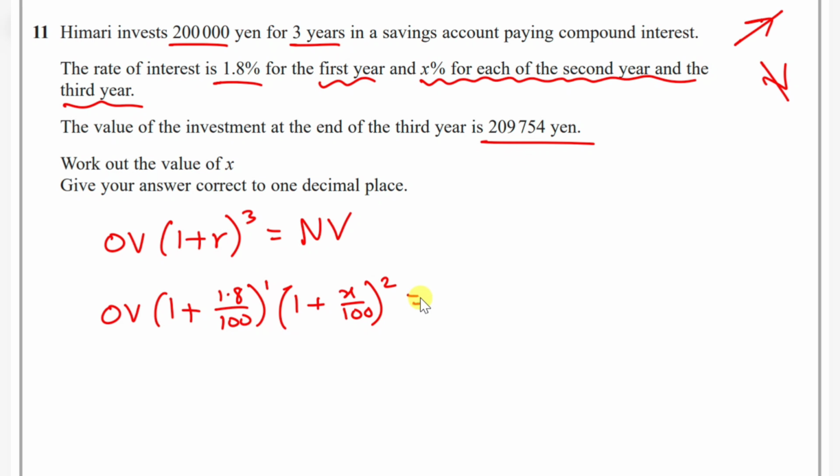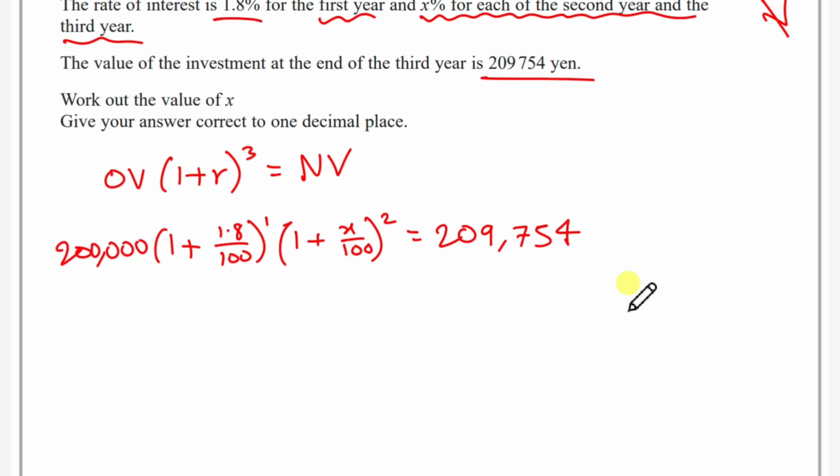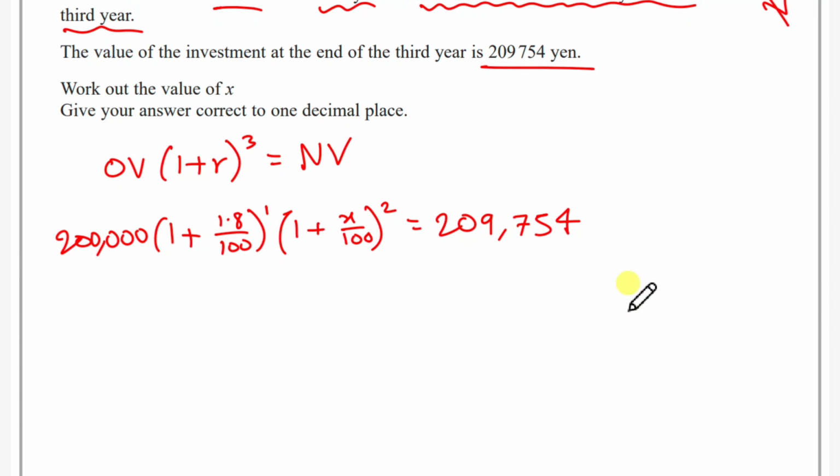So the new value is going to be 209,754 yen. I'm going to go ahead and update the OV. It has to be 200,000 there as well. So this is your equation, guys. Now, we're going to do a little bit of algebra, so that we can just solve it all at once. So first things first, let's make this entire bracket the subject. So I'm going to divide all of this across there.